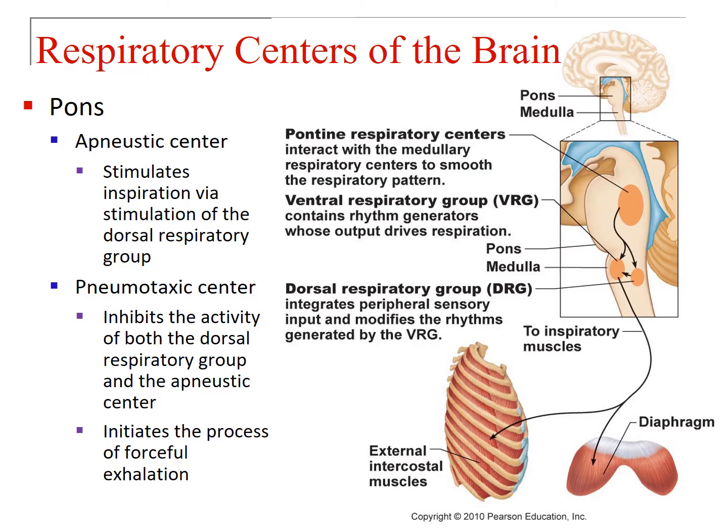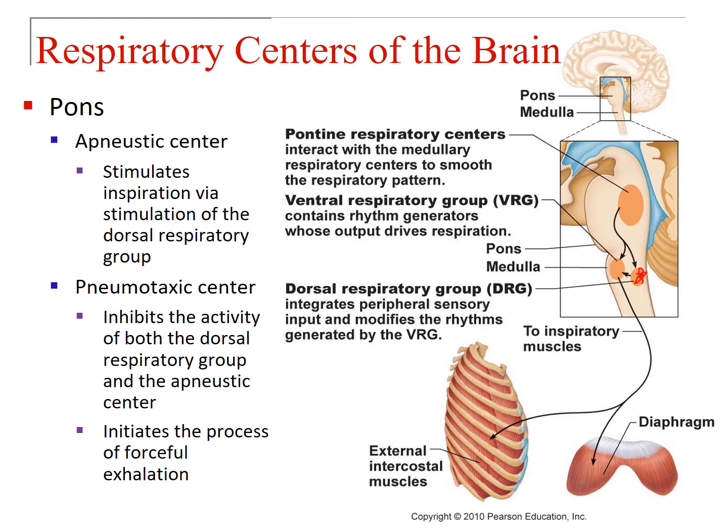Okay, so let's talk about how all of this gets controlled: the respiratory centers of the brain. I probably should have covered this with ventilation, but let's talk about it anyway. The pons is going to contain what's called the apneustic center. What this will do is stimulate inspiration by stimulation of the dorsal respiratory group, which is going to be right here. So here's the dorsal respiratory group.